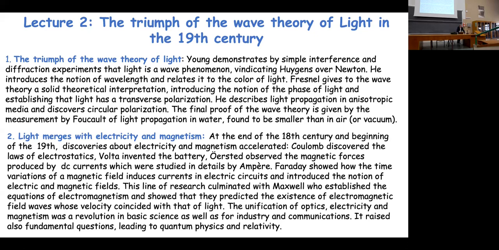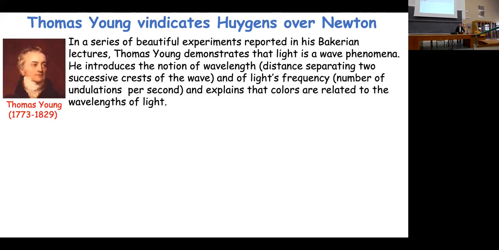So I will try to cover this period going from the beginning of the 19th century to the beginning of the 20th century. And the story starts with Thomas Young. Thomas Young was a child prodigy. It is said that he knew how to read at the age of two and a half years old. He spoke Latin and Greek. He was interested in medicine. In fact, he was a medical doctor. He was also interested in humanities.